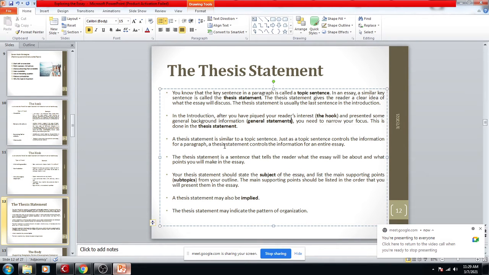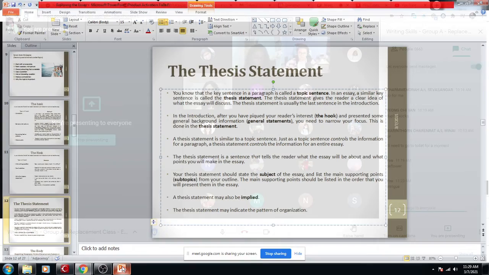A thesis statement is similar to a topic sentence. Just as a topic sentence controls the information for a paragraph, a thesis controls the information for an entire essay. The thesis statement is a sentence that tells the reader what the essay will be about and what points you will make in the essay.